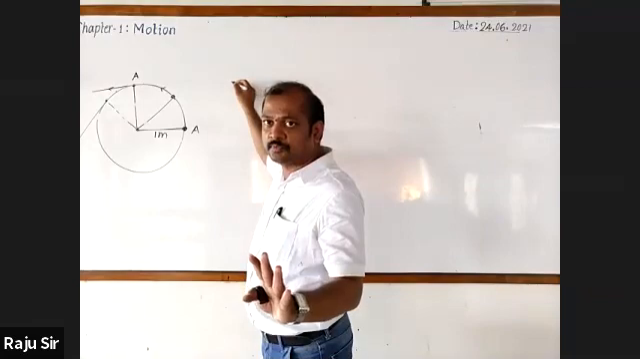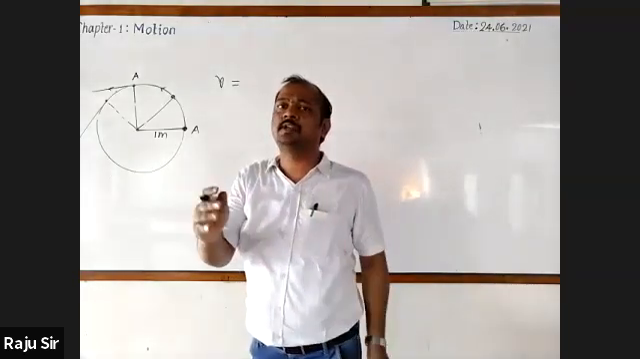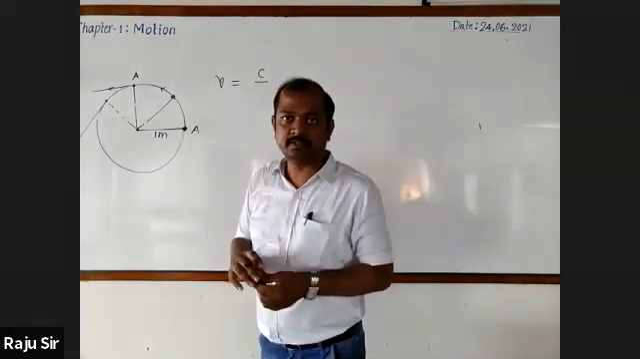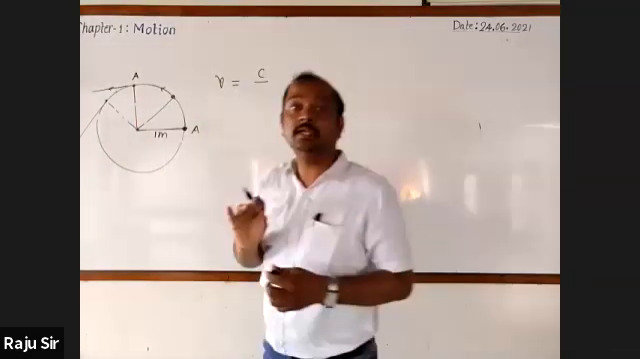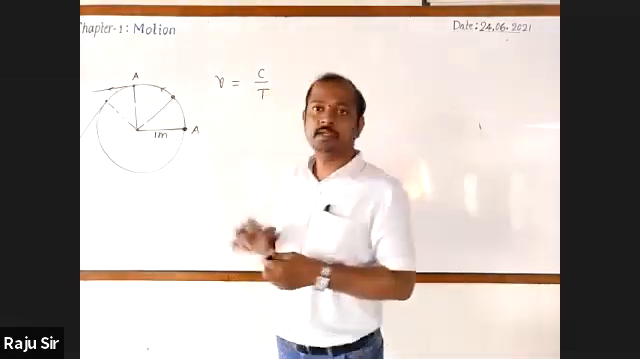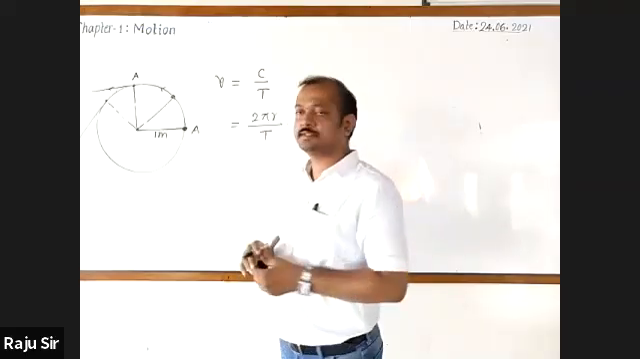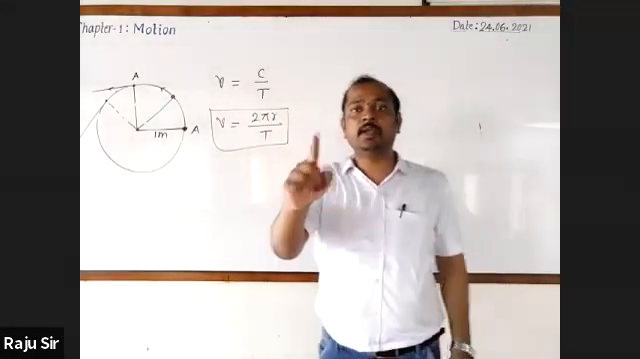Please observe the board. The speed of a body moving in the circular path can be found out by using the general formula, distance by time. Distance is 2 pi r. If it completes one round, we call it the circumference. And the time taken by the body to complete one round is called the time period, denoted as capital T. So this is the formula used to find out the velocity of a body moving in the circular path.